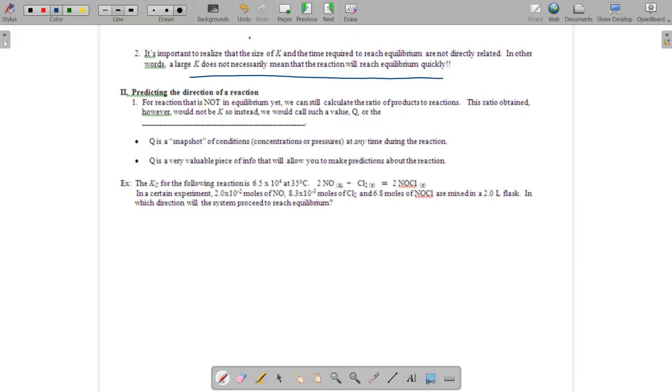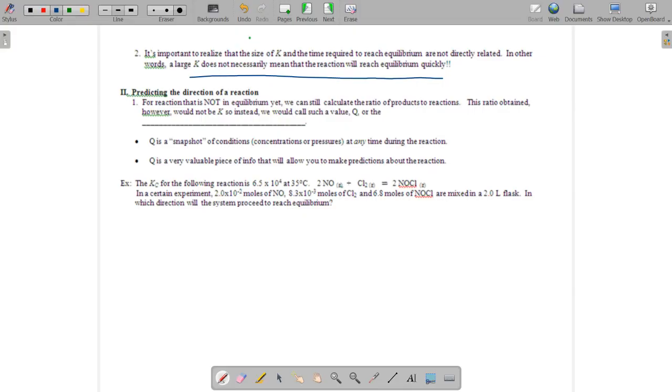Now, predicting the direction of a reaction. For a reaction that is not at equilibrium yet, what we can do is calculate the ratio of products to reactants. It is a snapshot of what the conditions are at that moment. It would not be K, it would be called Q. We calculate it the exact same way, concentration of products over concentration of reactants. But instead of being K, it's Q, because it's not at equilibrium at that point.